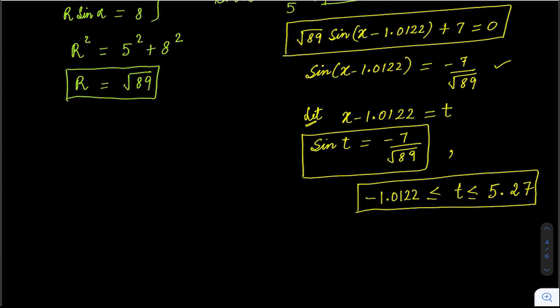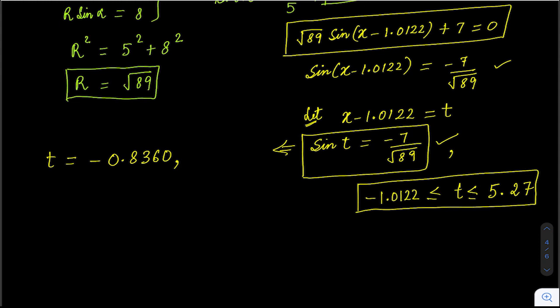So let's first solve this to get t. Sin t equal to this, when we use a calculator, our t value will come out to be minus 0.8360. Okay, so sin t equal to this, so t is equal to sine inverse of negative 7 over square root of 89. So t will come out to be this value. We have already discussed this in the trigonometric equation video, and I am repeating this again and again, so I will not be explaining this.